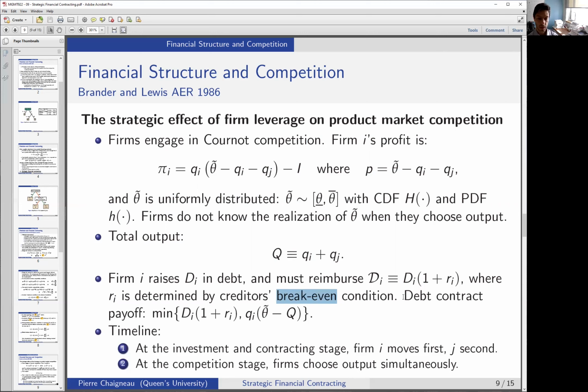So what is the payoff of a debt contract from the lender's perspective? We know that it's equal to the minimum between what the firm will be able to produce, so this is the output of the firm multiplied by the price at which the firm will be able to sell its output, and the contractual payoff of the debt contract, which is equal to that.